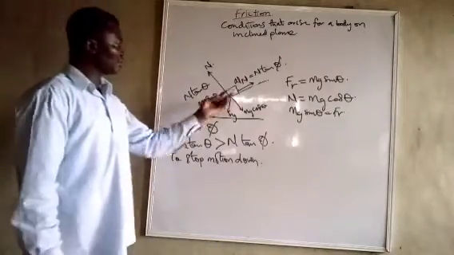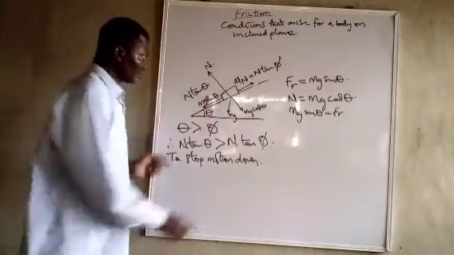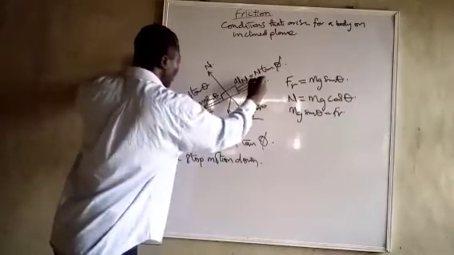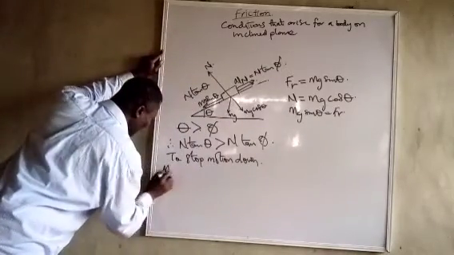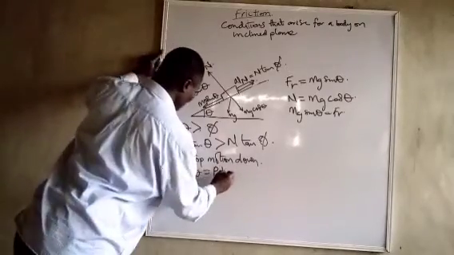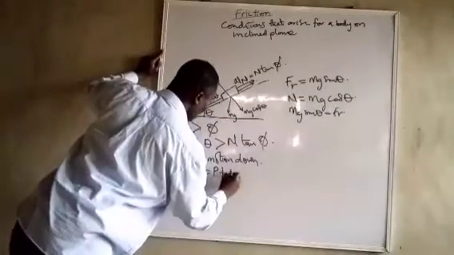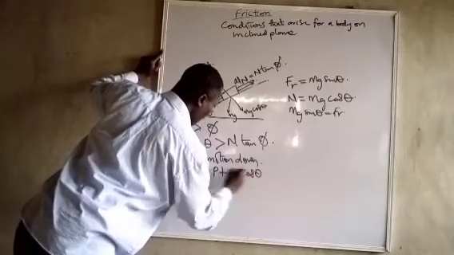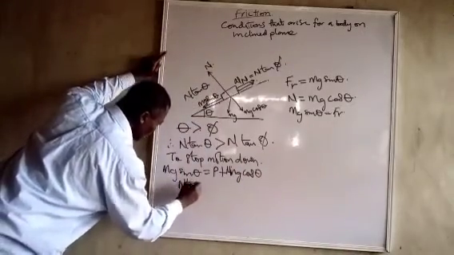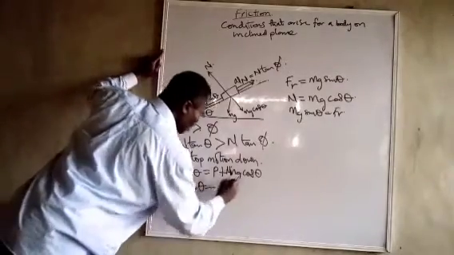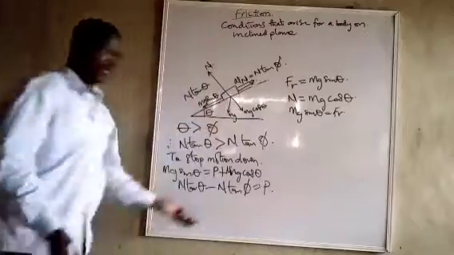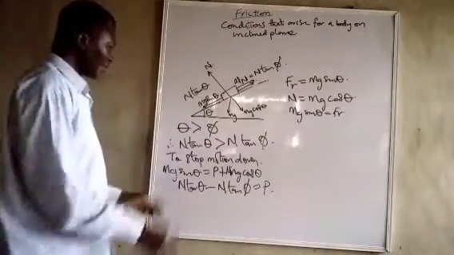To stop motion down, you just need a little force to add to this one. So you have this: mg sin theta will be equal to P plus mg cos theta times mu, and this one will be N tan theta minus N tan phi. So just break it down. That's what the answer will be.